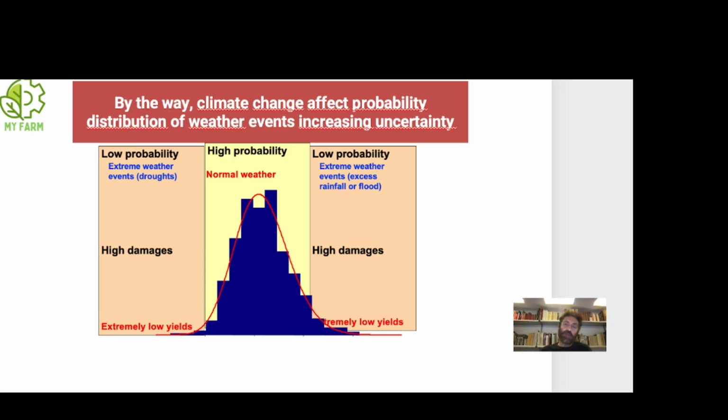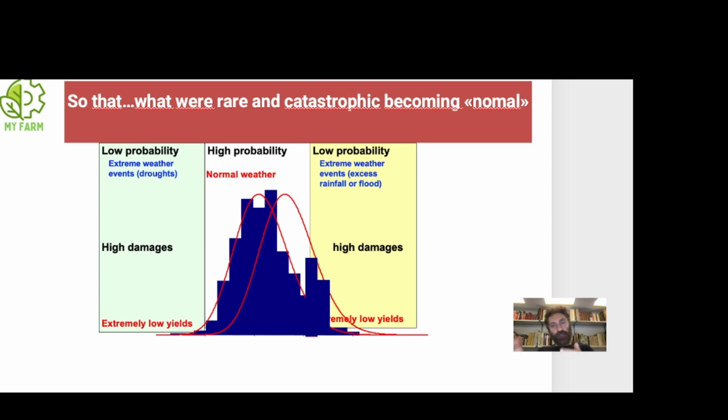So if you consider the climate change effect on the probability distribution of weather and climatic events, we could imagine a new probability distribution, a new normal Gaussian distribution that shifts up to the right in concomitance with the higher temperature.